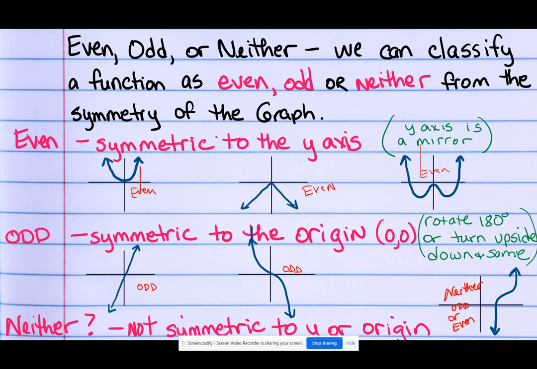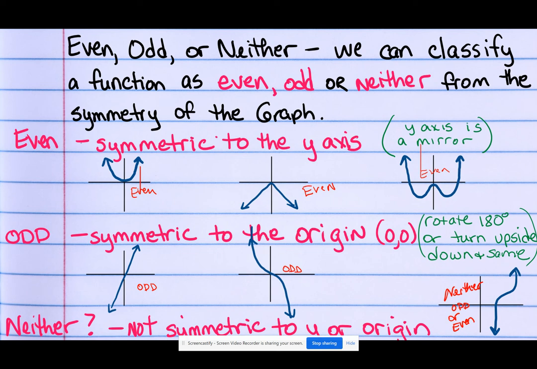It does not have the y-axis symmetry. I cannot fold it over the y-axis, where the y-axis is acting like a mirror. If I rotate it 180 degrees, it does look similar, but it's not in the exact same location as it was.